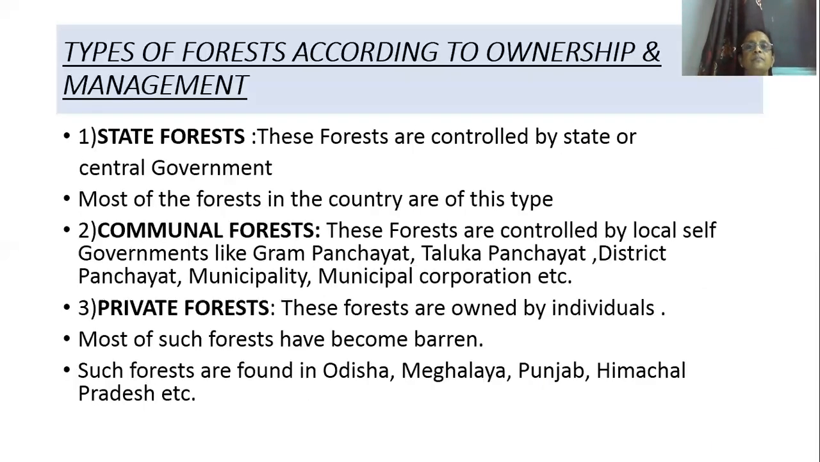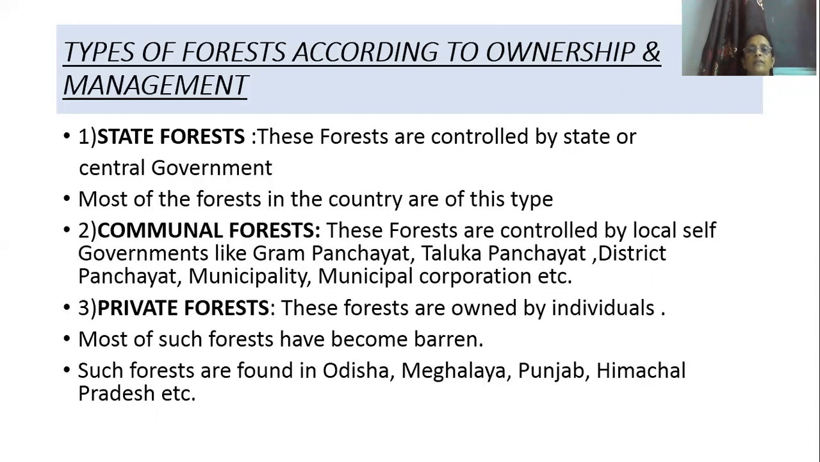16.4%. Then on the basis of ownership and management, forests are again classified into three. First one is state forest, second one is communal forest, third one is private forest. State forest means those forests which are controlled by the state or central government. Most of the forests in our country are of this type. What is meant by state forest? The forests which are controlled by the state or central government.